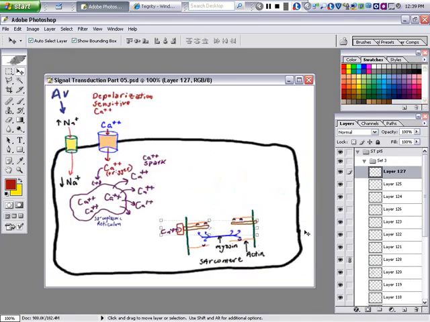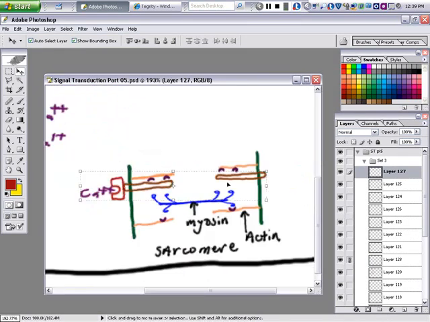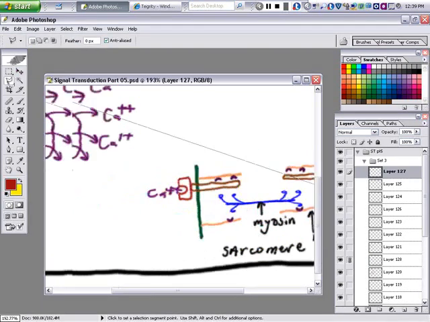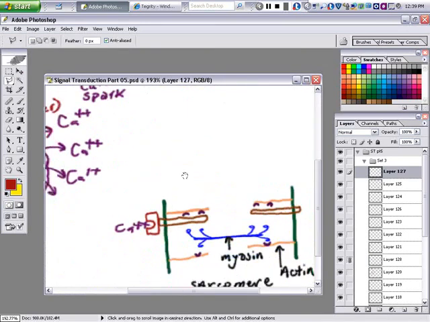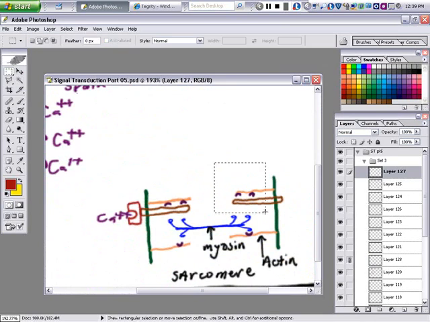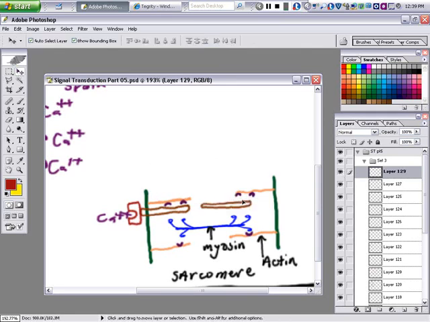Go back in. It's giving me two of them. I don't want both of them. Sorry, you all. Okay, we don't need this one. We just need this one here.